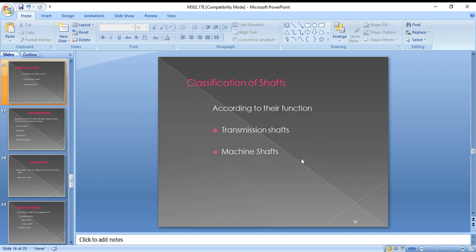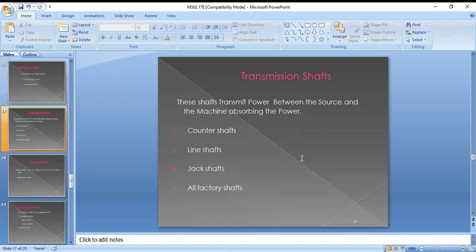Transmission shafts consist of line shafts and counter shafts. These transmission shafts are mainly used between the source and the machine absorbing the power, from the source to the end point. From source to end point, we use a number of shafts like counter shafts, line shafts, jack shafts, and all other factory shafts.